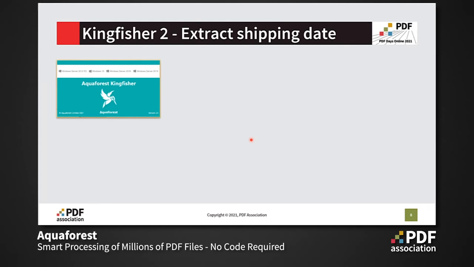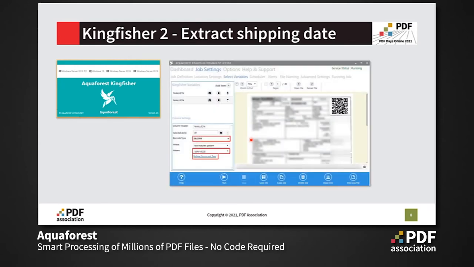The next slightly trickier step is to extract the shipping date. Now we get the shipping date from the QR code of the CRM cover sheet, but that also contains the console reference and the file reference. So what we need to do in a slightly more complex step is strip out the month and the year of the shipping date.